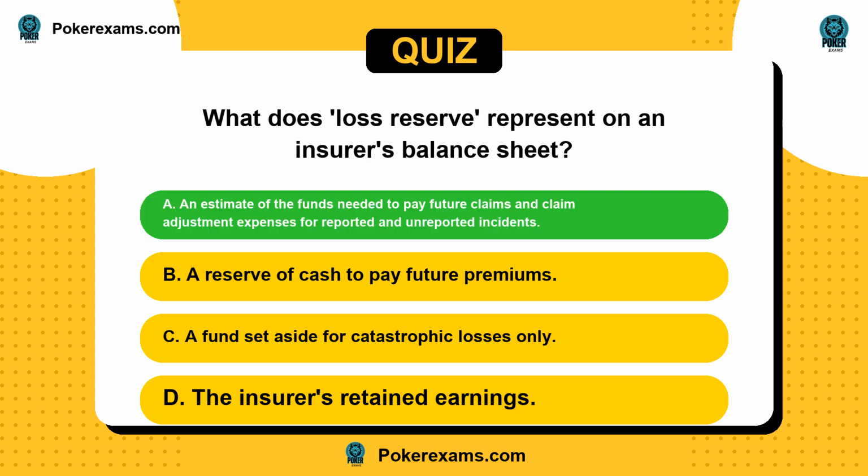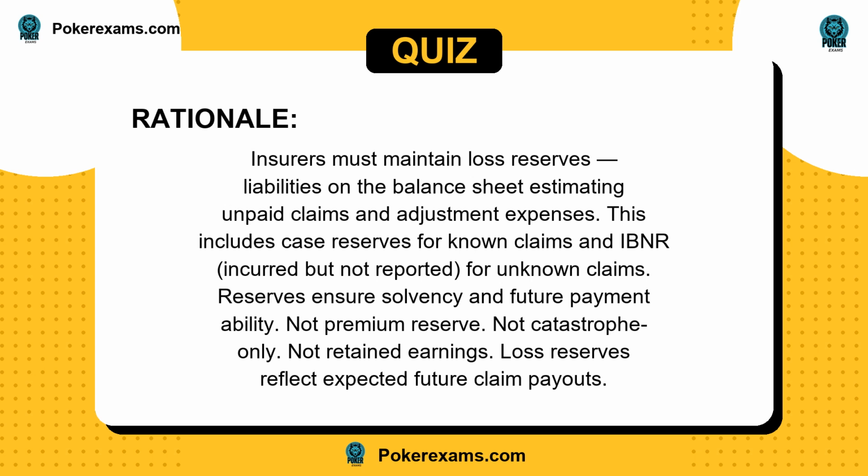The answer is A. Insurers must maintain loss reserves, liabilities on the balance sheet, estimating unpaid claims and adjustment expenses. This includes case reserves for known claims and IBNR, incurred but not reported, for unknown claims. Reserves ensure solvency and future payment ability. Not premium reserve. Not catastrophe only. Not retained earnings. Loss reserves reflect expected future claim payouts.